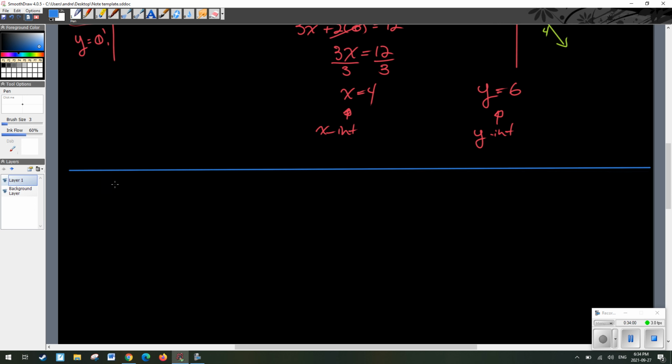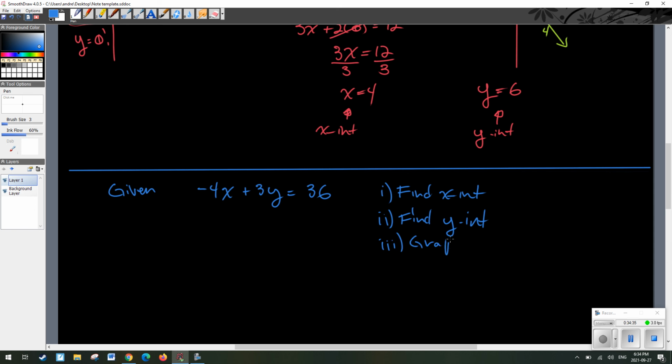So imagine that we were given, how about, -4x plus 3y equals 36, let's say. I would like to do three things. Find the x-intercept, find the y-intercept, and then I want to graph this. Okay, so three things we're going to do. We're going to take this equation, -4x plus 3y equals 36, find the x- and y-intercepts, and then we're going to graph. And I'm going to go through this nice and slow. So, first things first, we want our x-intercept.